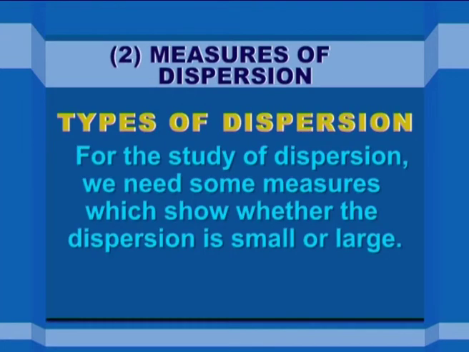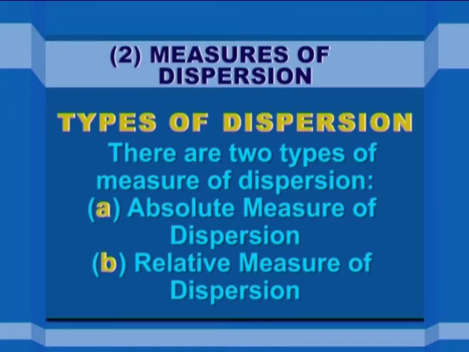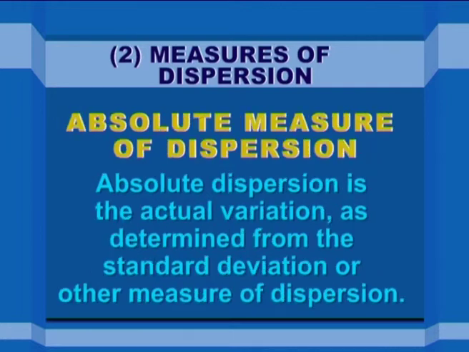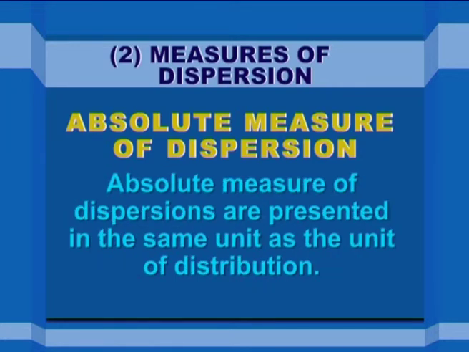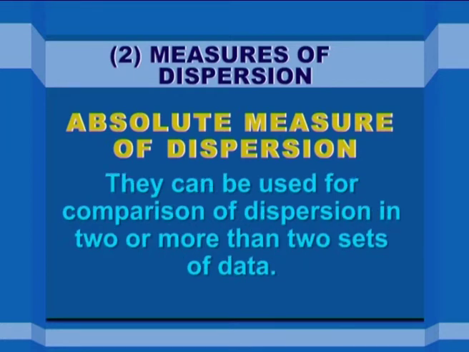Types of dispersion. For the study of dispersion, we need some measures which show whether the dispersion is small or large. There are two types of measures of dispersion. One is absolute measure of dispersion and the other one is relative measure of dispersion. Absolute dispersion is the actual variation as determined from the standard deviation or other measures of dispersion. Absolute measures of dispersion are presented in the same unit as the unit of distribution. They can be used for comparison of dispersion in two or more than two sets of data.